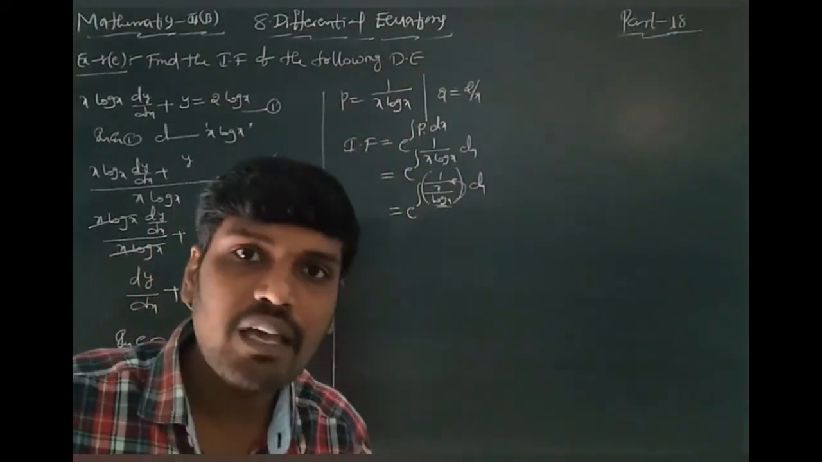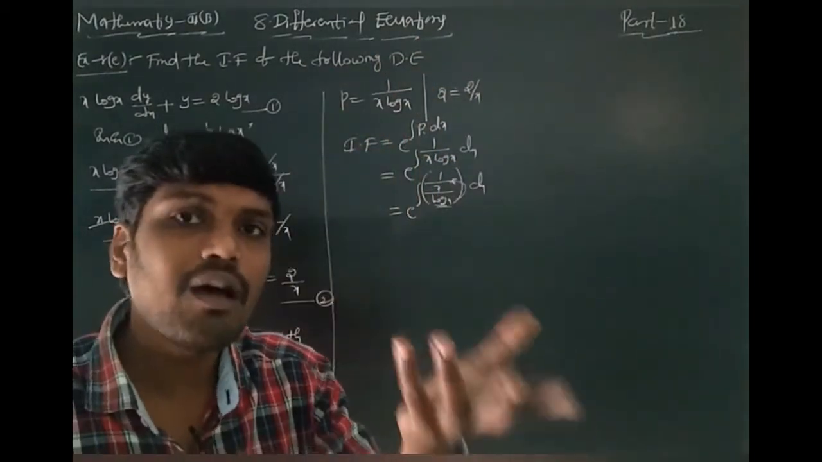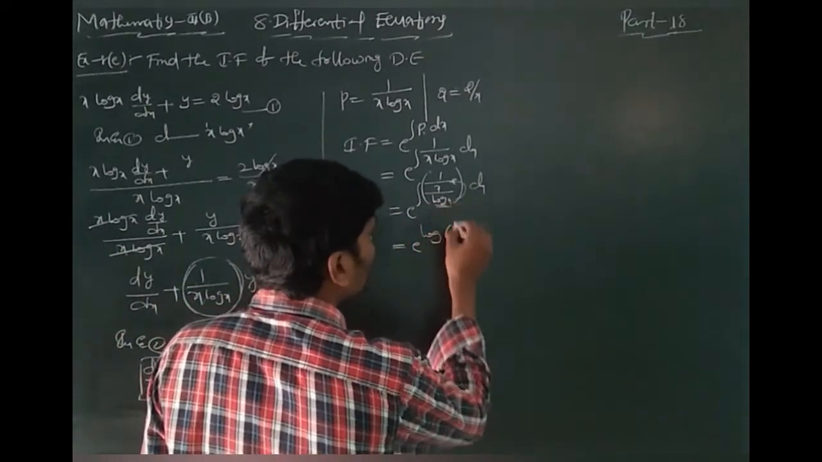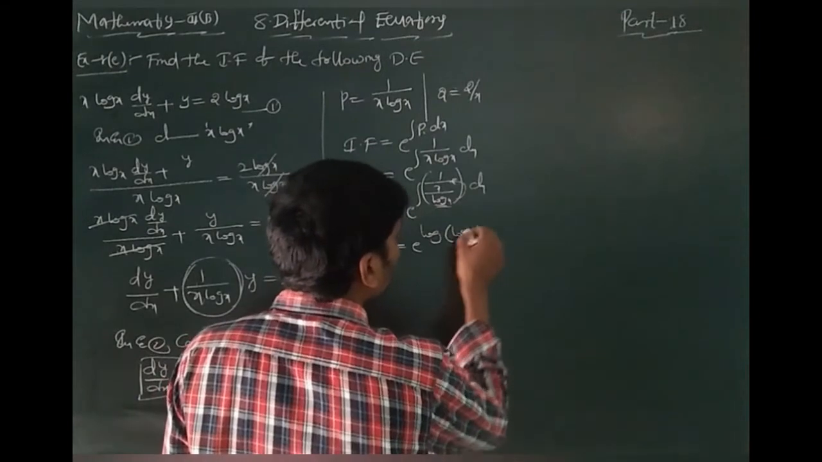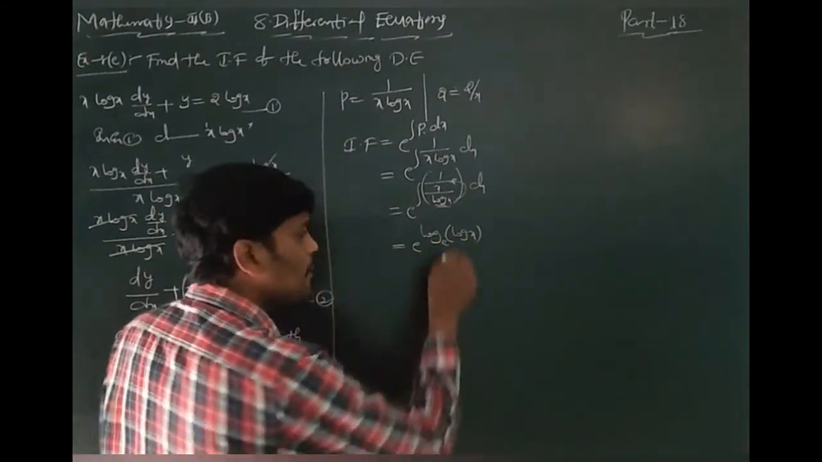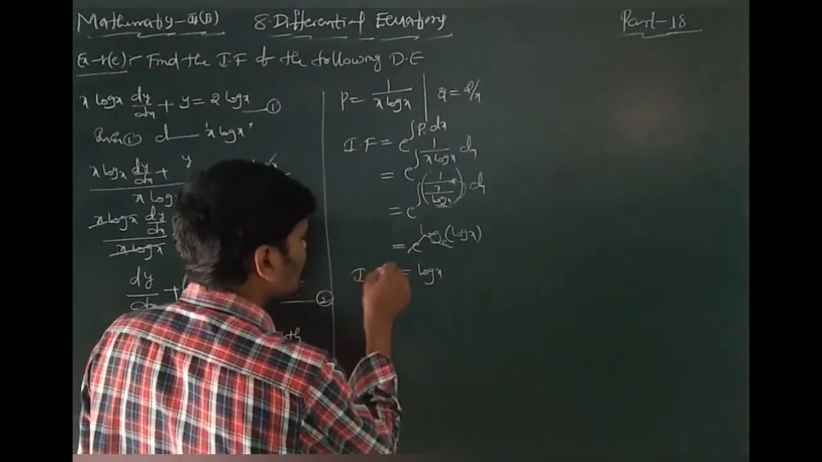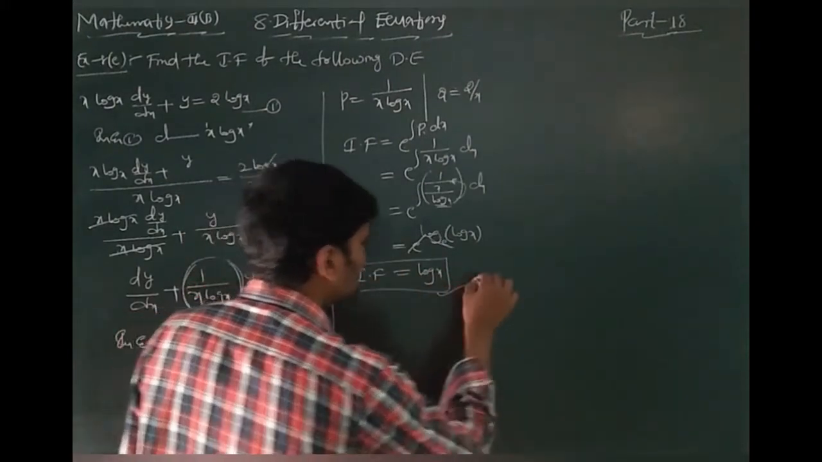The integral of f dash x by f of x has a formula: log of mod of f of x. E power log of mod of f of x gives the value log x. Here the base e and the log are both cancelled, and you are left with x. That is the integration factor.